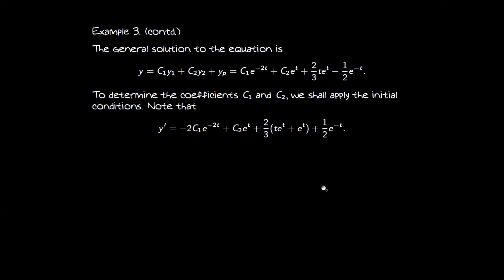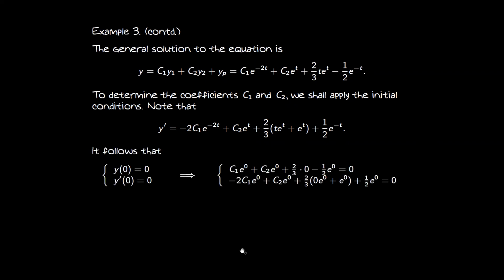And now we can apply the initial conditions. So y of 0 equal to 0 means when t is 0, you put t equal to 0, you're going to get y is 0. And y prime of 0 is 0 means, once again, when t is 0, you put t equal to 0 here, you're going to get y prime is 0. And now we use the fact that e to the zero is 1. We can simplify the two equations as these two.